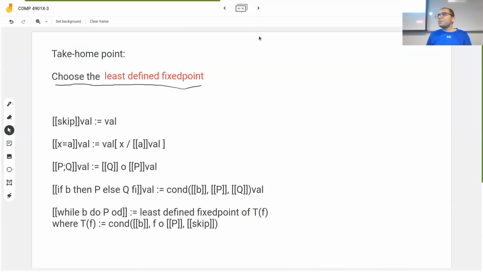I've said this many times today, but I just want to say it one more time. This definition does not use our operational semantics. This is a completely separate and independent definition of semantics. Of course, we chose it so that it matches our operational semantics in the end, but this definition does not use the operational semantics anywhere. It just uses some simple functional operations, like function composition here, this conditional here, and least defined fixed point. That's all it uses. So it's mathematically very well defined.